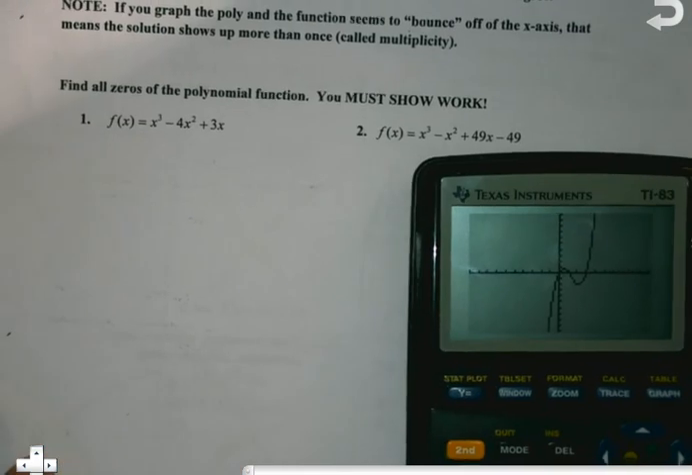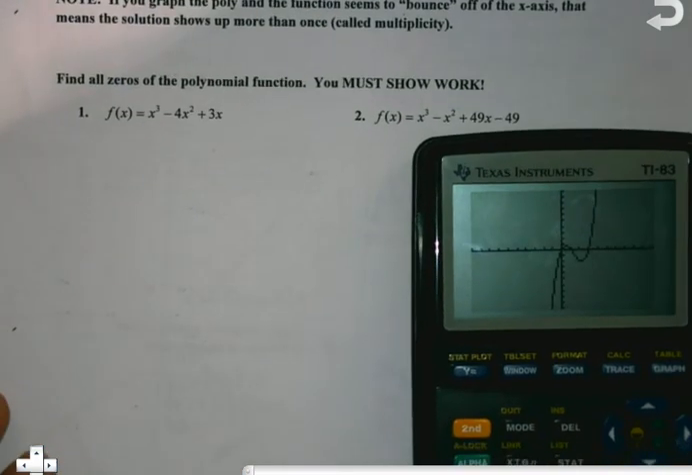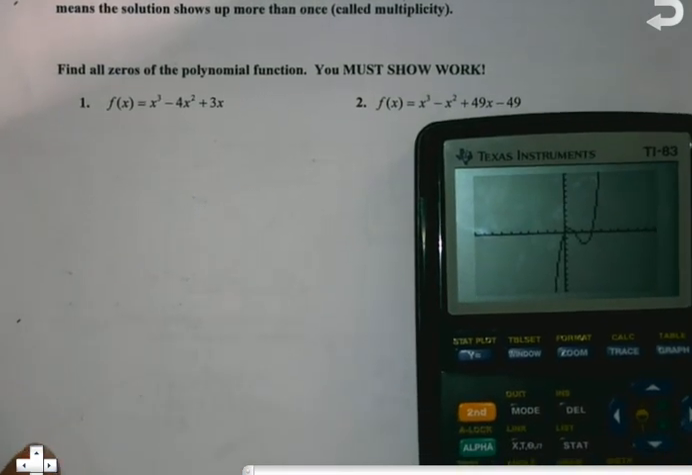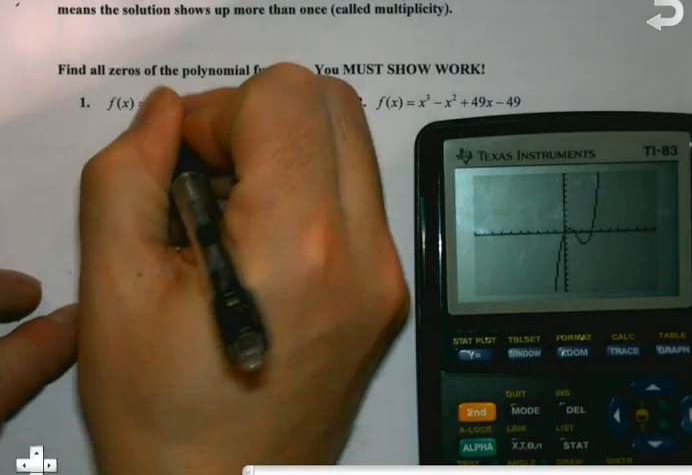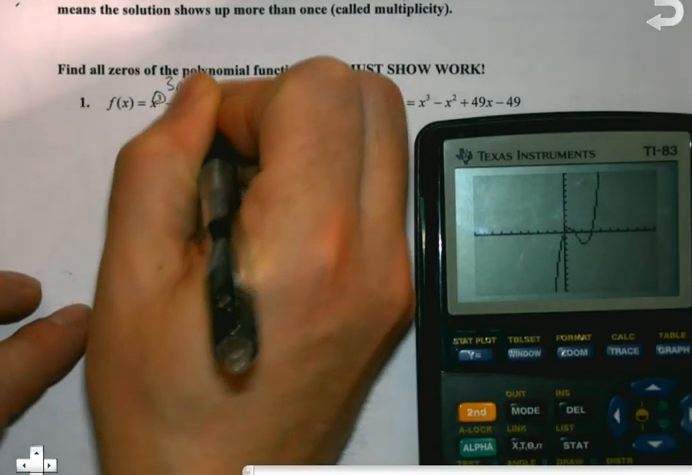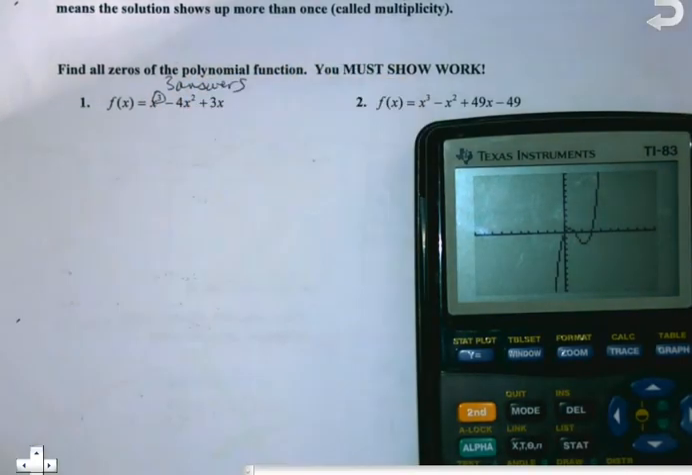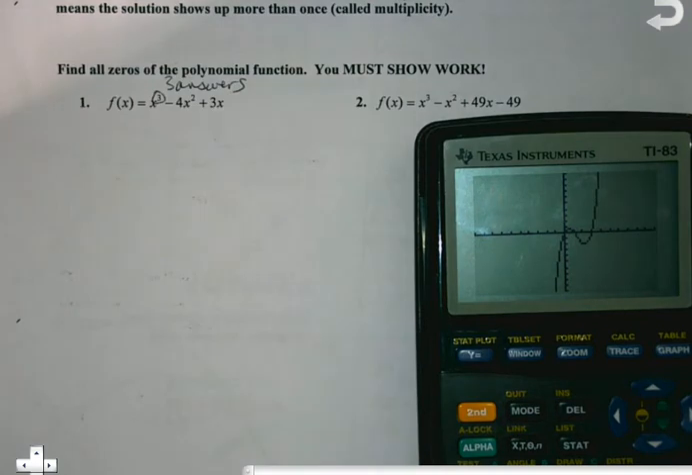Okay. I look at this and I know right away, because of this 3, there are going to be 3 answers. There should be 3 places that this graph crosses the x-axis. And I can see right here, there's one here, there's one here, and there's one over here. Now let's see if we get lucky.